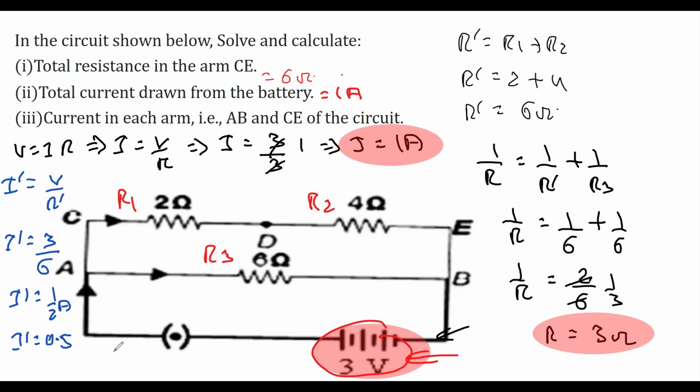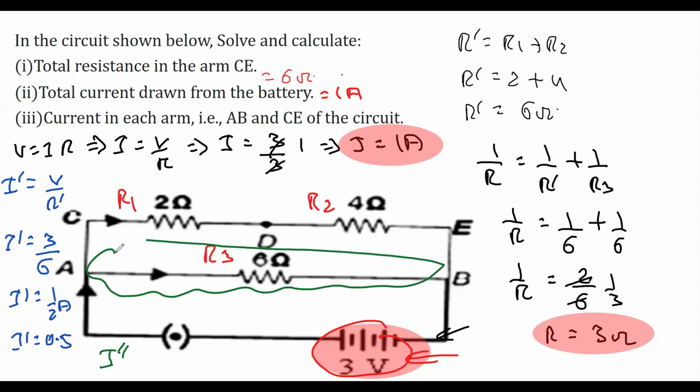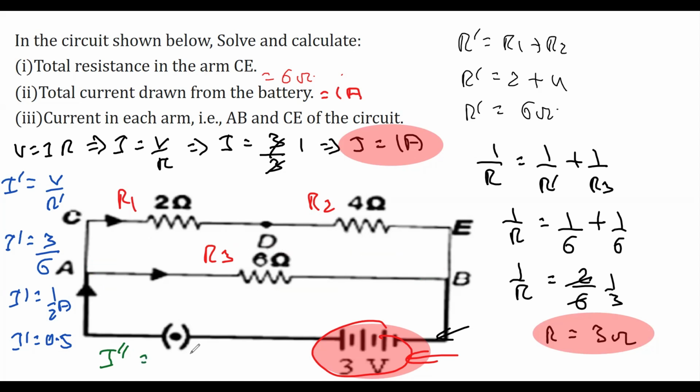Now applying the same thing, I can get I2, or say I double dash, that is the current across this. So it's clearly the same values, 3 over 6. So it will give you half, that is 0.5 ampere. So across AB it is 0.5, and across CE again it is 0.5 ampere. That's how we get the answer for this question. So we had the third part. In the third part, these are the values for the answer.